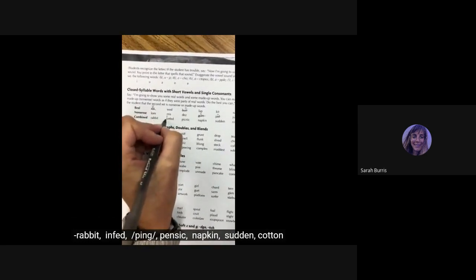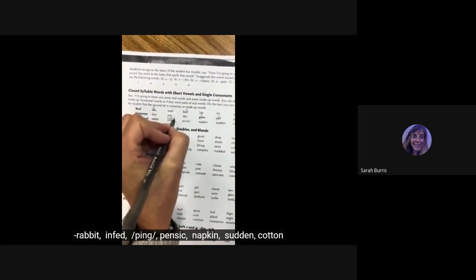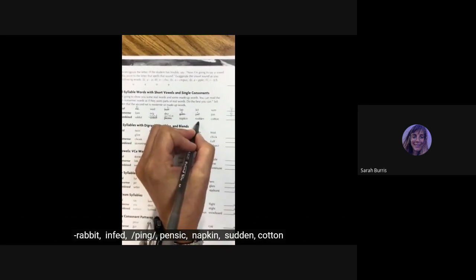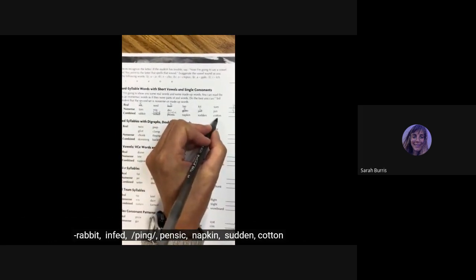Okay, now we're going to give these ones a go. Rabbit. Infid. Pensive. Napkin. Sudden. Cotton.